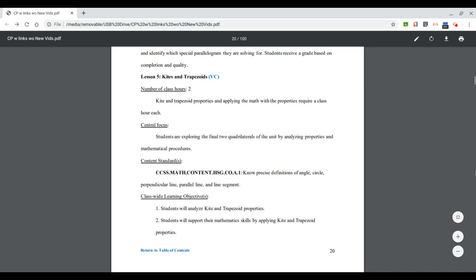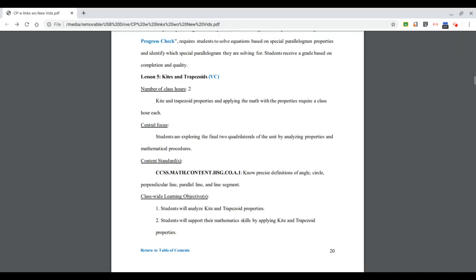Hello, this is Lesson 5, Kites and Trapezoids, located in Chapter 3. This lesson requires 2 class hours. Kite and trapezoid properties and applying the math with the properties require a class hour each. The central focus is that students are exploring the final 2 quadrilaterals of the unit by analyzing properties and mathematical procedures.